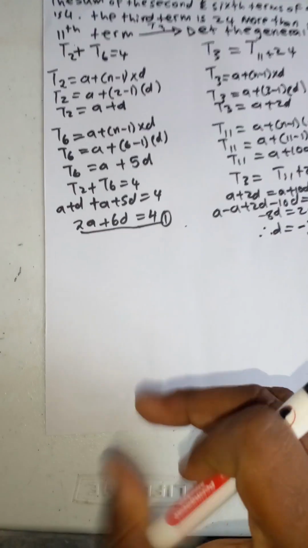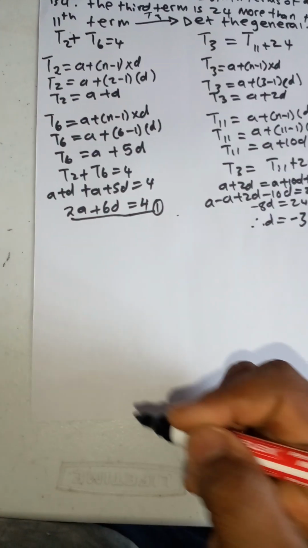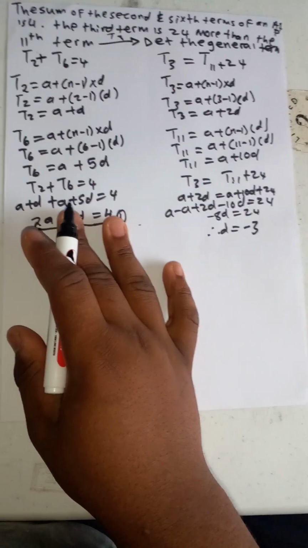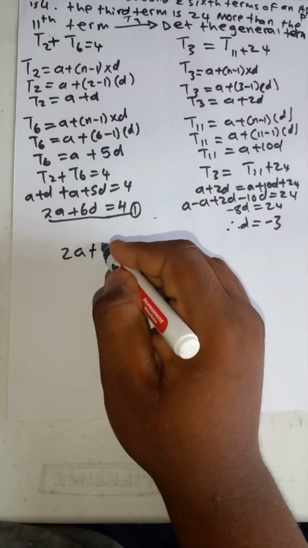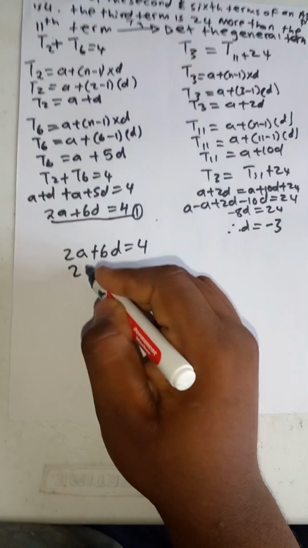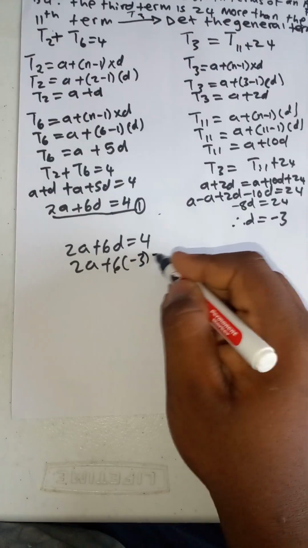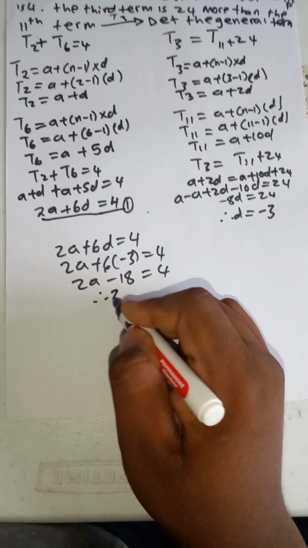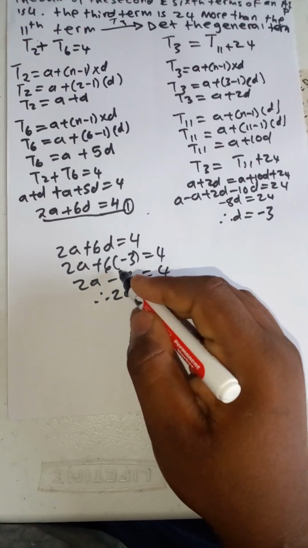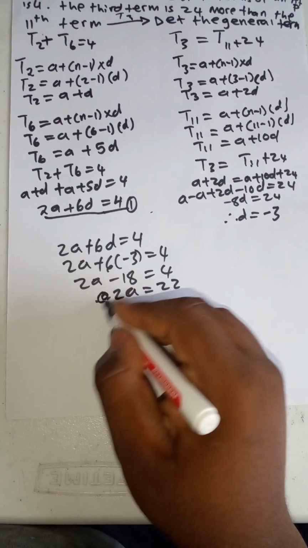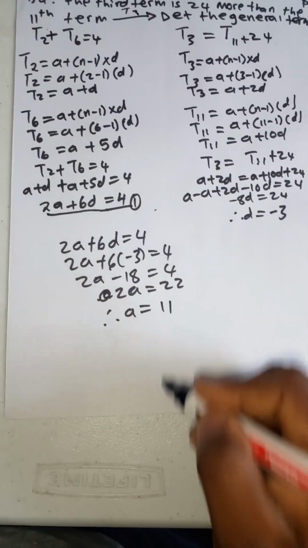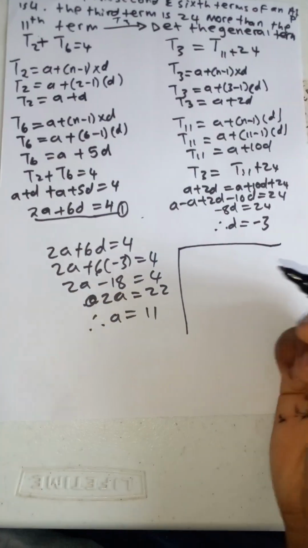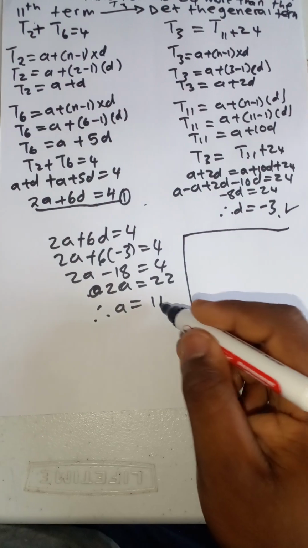After that, we have to get the value of a. Let me take equation 1 and substitute. 2a plus 6d equals 4. Then 2a plus 6 times negative 3 equals 4. 2a minus 18 equals 4. Therefore 2a equals 22, because I take 18 to the other side. So the value of a is equal to 11. Now we can get the general term that you want, because I have the value of a and the value of d.